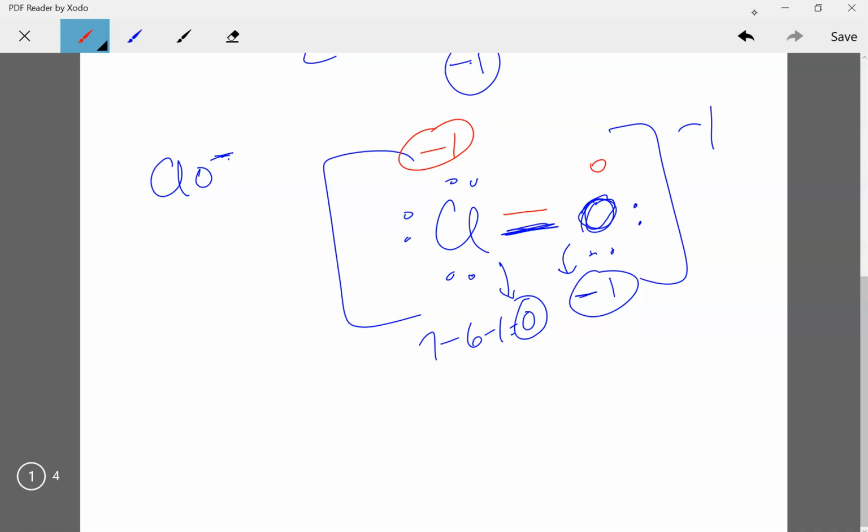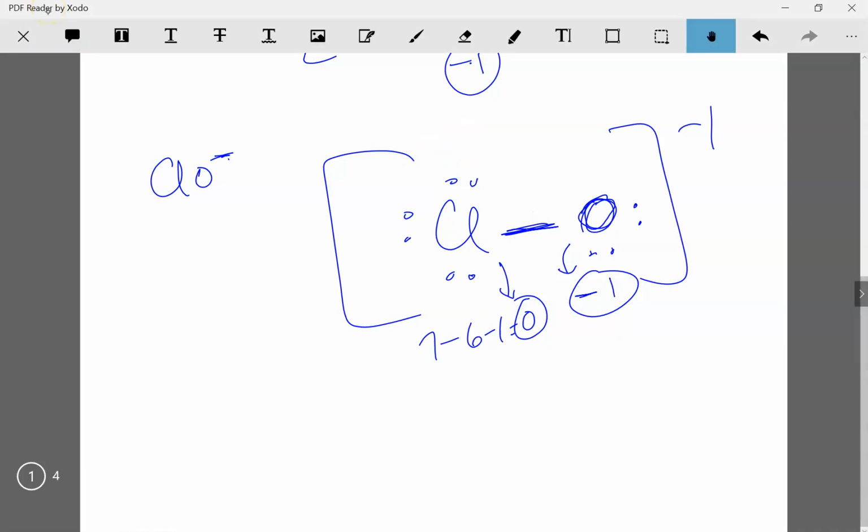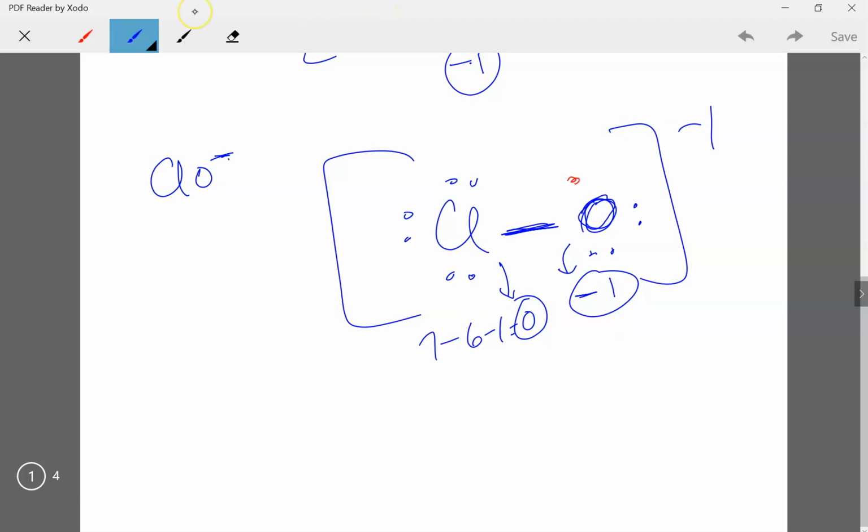So which one is more favorable? You have to look at electronegativity. Oxygen is more electronegative than chlorine, so we will prefer to keep the negative charge more towards it, and so therefore there is no double bond character in there. The oxygen will keep the lone pairs to itself, and this will be the correct structure of ClO- with a single bond.